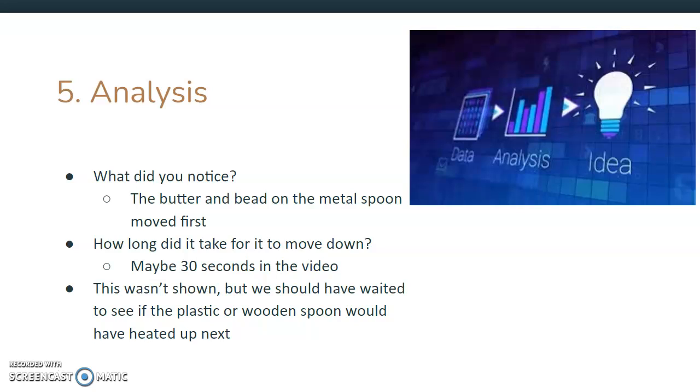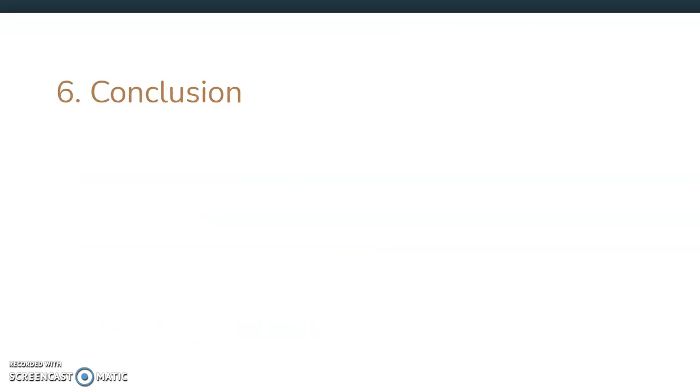Also, this wasn't shown, but I would have liked to see how long it took for the plastic or the wooden spoon to heat up, and which one would start sliding next. So we learned that the metal spoon conducted the most heat, got hotter faster than any other one, but what was second and what was third is something I'm curious about too.